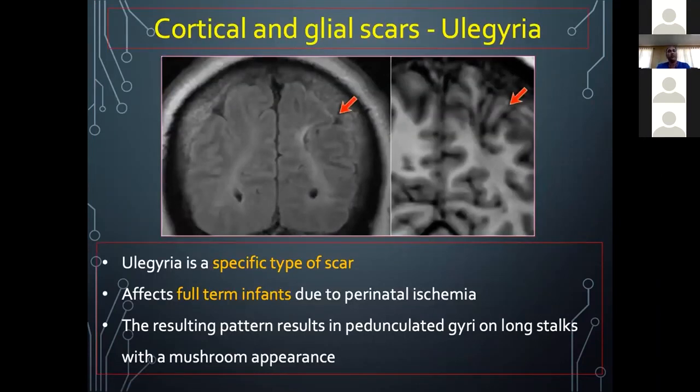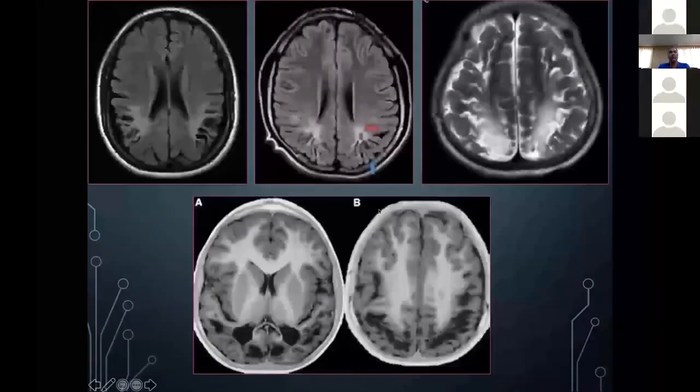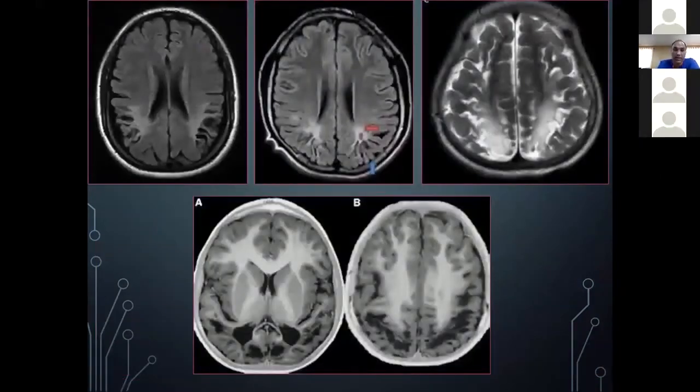Another important entity is the cortical and glial scars, which can be due to perinatal ischemia. Sometimes they can give rise to a particular pattern called the Ulegyria. We must be aware of it. It was already spoken about in the morning in the perinatal hypoxic insult talk. These are characteristic in the parieto-occipital region as well as the perirolandic cortex, which shows these changes.